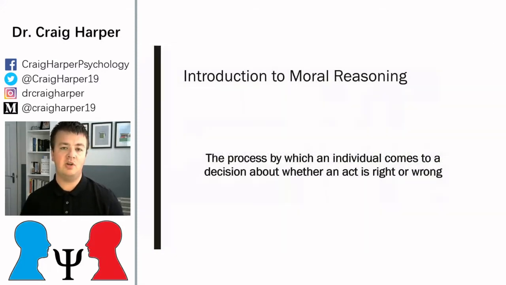So what we're going to first do is just define what moral reasoning is. It's the process by which an individual comes to a decision about what is right and what is wrong. So how do you reason that out? What are the reasons for deciding to do something that you believe is moral versus condemning something that you believe is immoral? So that reasoning is coming up with the justification or the explanation for some kind of moral decision.